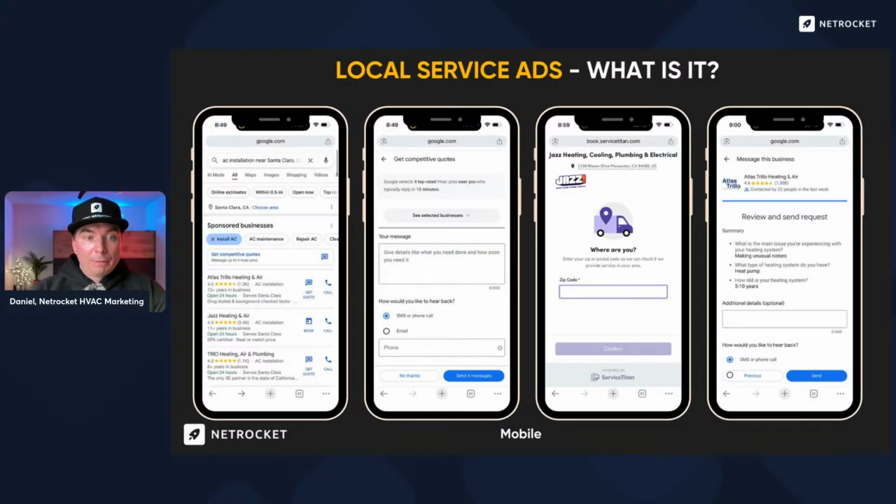This is how it looks on the mobile. On mobile, we usually have at least 3 options. In this case, this is AC installation near Santa Clara, and we have Atlas Trio heating and air, we have Jazz heating and air, we have Trio. And I want to highlight that there are several options for how customers will reach out to you. They can call, this is the basic, they can get a quote with a text message, and they can book an appointment directly from the local service ads. This is what you see Jazz doing here.